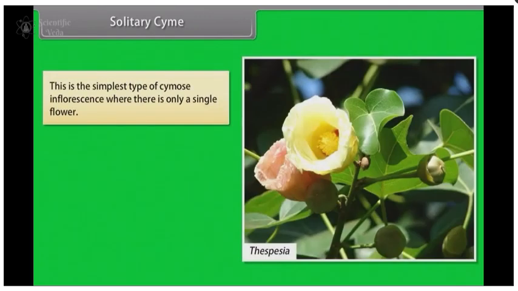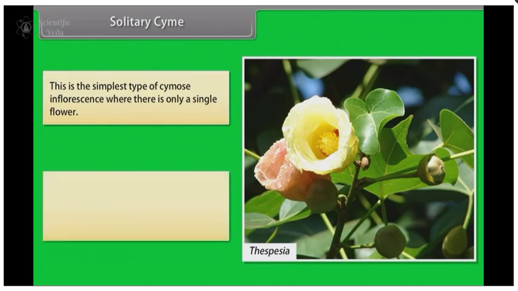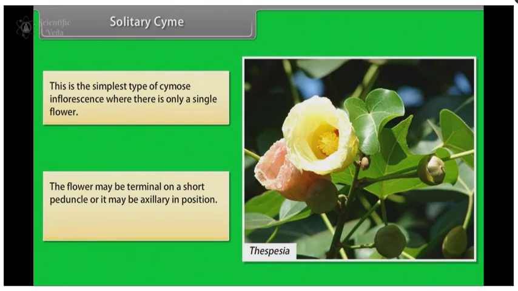Solitary cyme. This is the simplest type of cymose inflorescence, where there is only one single flower. The flower may be terminal on a short peduncle or it may be axillary in position. Example, Thespesia.